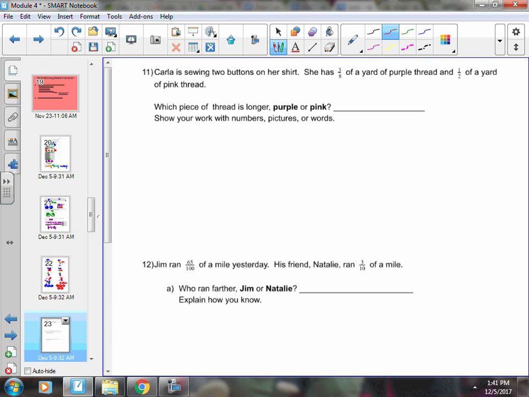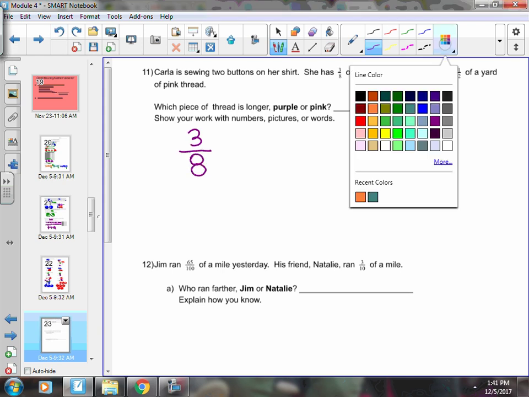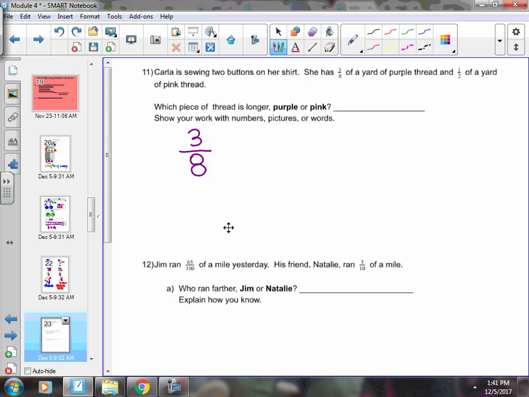I could draw a picture, although it's thread, so drawing a circle could be kind of weird, I suppose. So maybe I'll just think this. If the denominators are not the same, so I'm comparing 3/8, and I'm totally going to use the colors that they are. 3/8 we'll put in purple, and 1/2 will make pink. Okay. If I make 1/2 have a denominator of 8 as well, it's 4/8, right? And 4/8 is bigger than 3/8. So can you tell that pink is longer? Because 4/8 is bigger than 3/8.